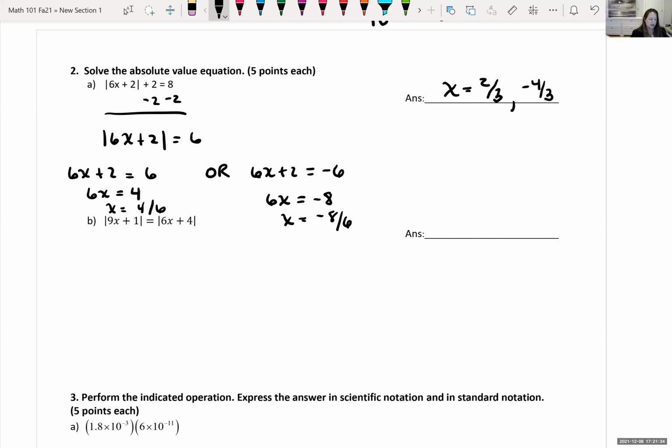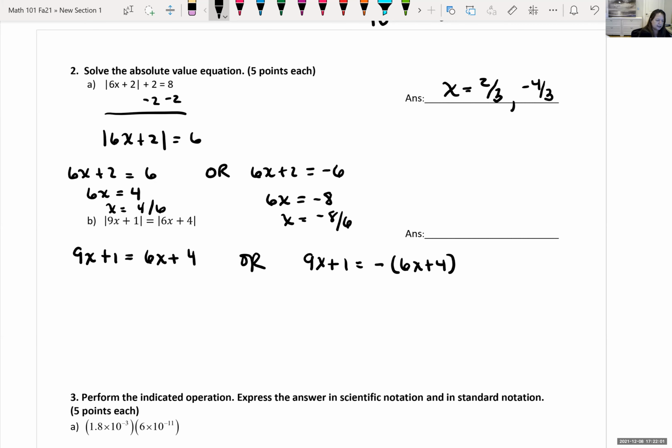The next one, we have an absolute value equal to absolute value. So to drop that absolute value, you're going to set what's inside the one equal to what's inside the other absolute value. Or we're going to take what's inside the absolute value, 9x plus 1, equal to the negative of the whole other absolute value, which is 6x plus 4. And we would solve these separately.